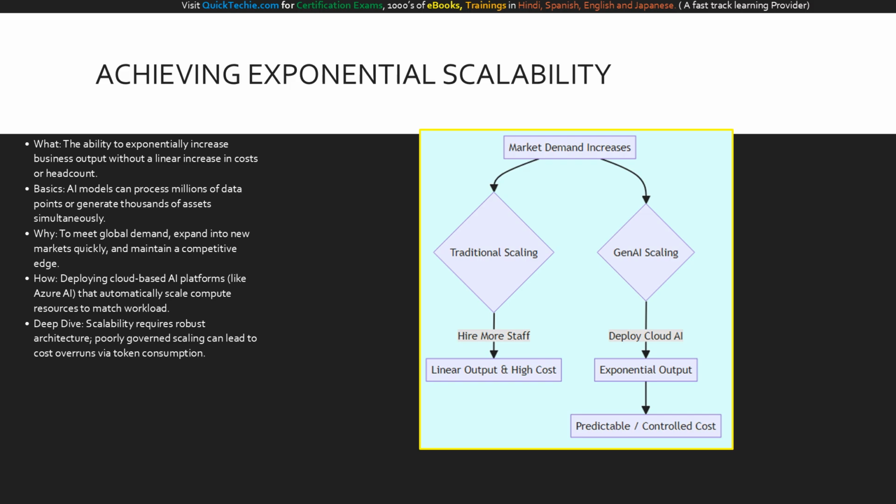Now look at the right path, Gen AI scaling. By deploying cloud AI platforms, you achieve exponential output. A single AI agent can handle 10 queries or 10,000 queries with the same foundational logic. The bottom node highlights the ultimate goal: predictable and controlled cost. Scalability with AI is not just about doing things faster. It is about decoupling your growth potential from your operational expenses. When you identify business areas constrained by human bandwidth, those are the exact areas where AI scalability provides massive financial value.